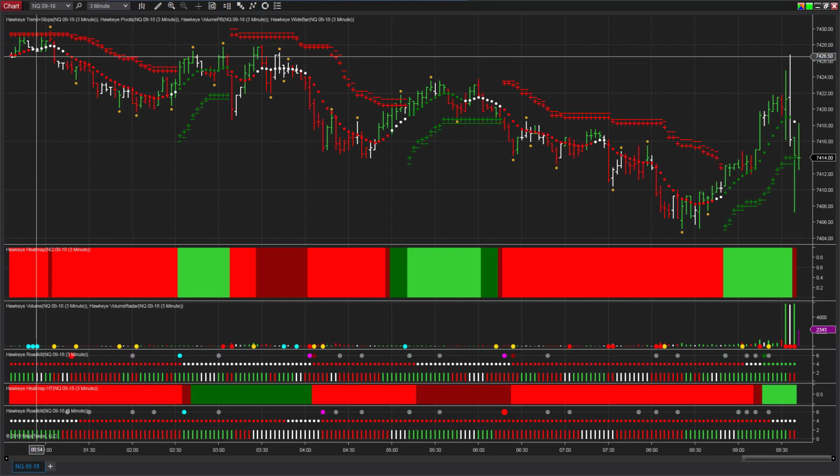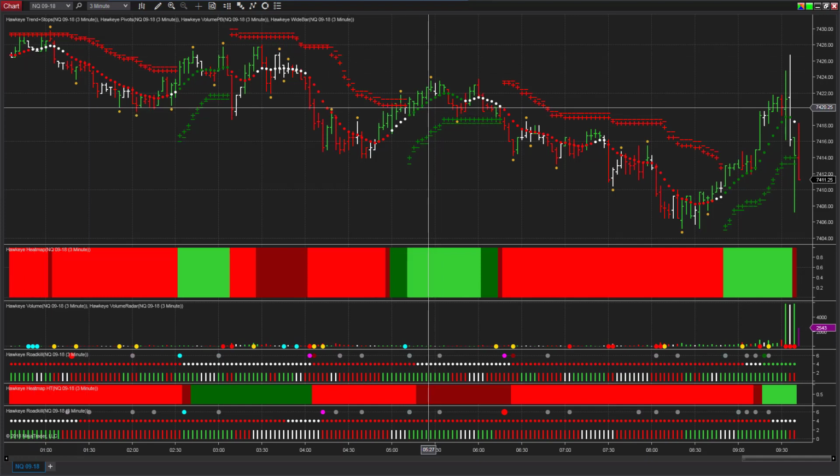But I think the Russell actually trends really nicely, and I think it's a good instrument to trade. $10 per tick. It's about twice as expensive as the NASDAQ or YM, but it's still a really good market to trade.